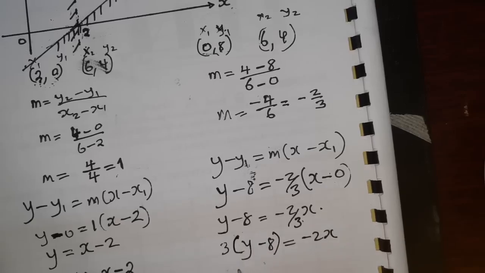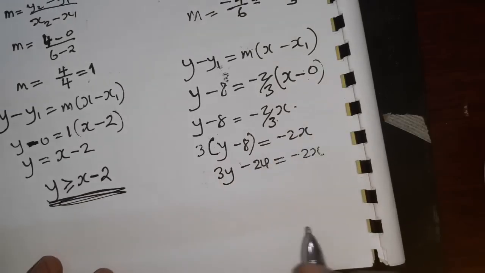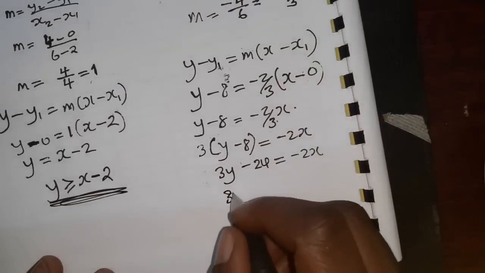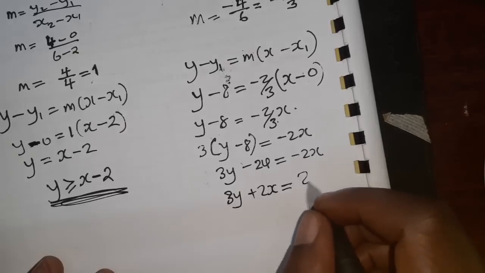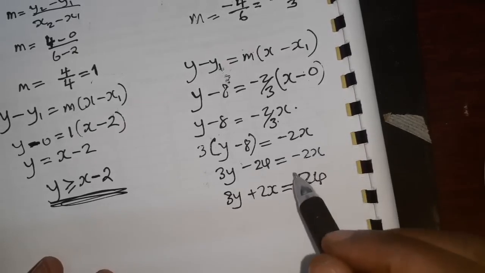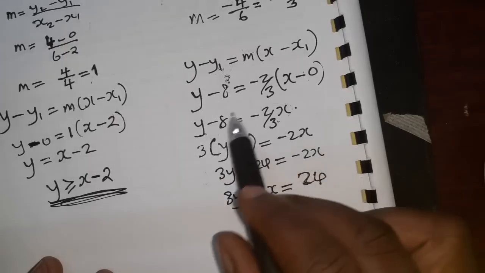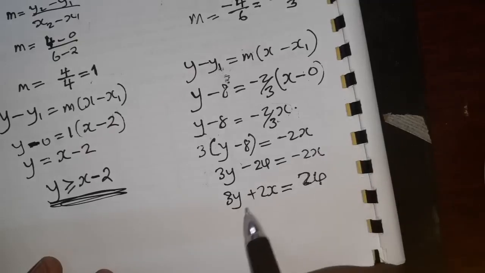So you can now say 3y minus 24 is equal to negative 2x. And from this point, you can say 3y plus 2x is equal to 24. This is the equation. But like I said, even at this point it will still be the same thing if you brought this one to the other side. We're just trying to standardize it or write it in a format that we are familiar with.